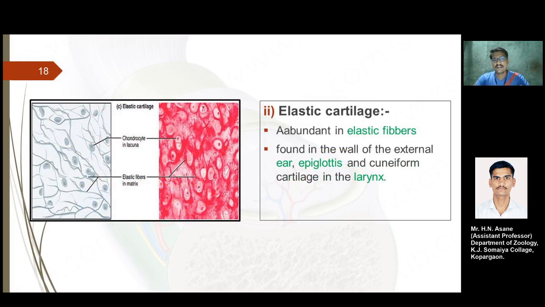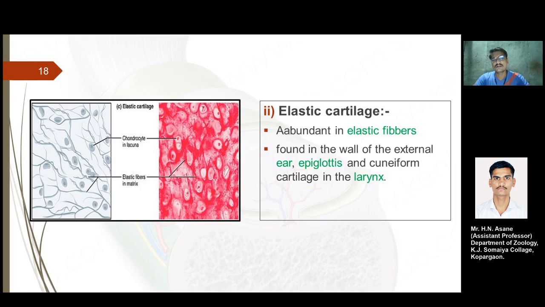Hyaline cartilages are also seen in the respiratory tract, and this is composed of elastic cartilages, and all three types of cartilage tissues are seen. And cuneiform cartilages in the larynx.